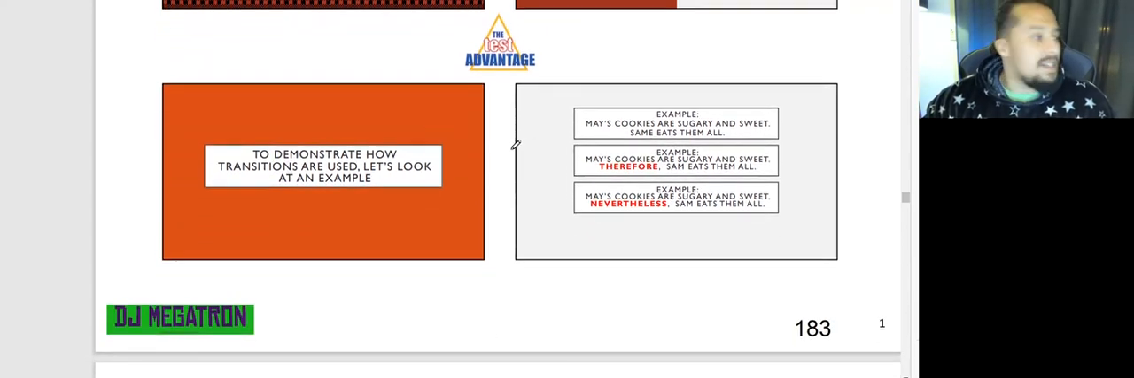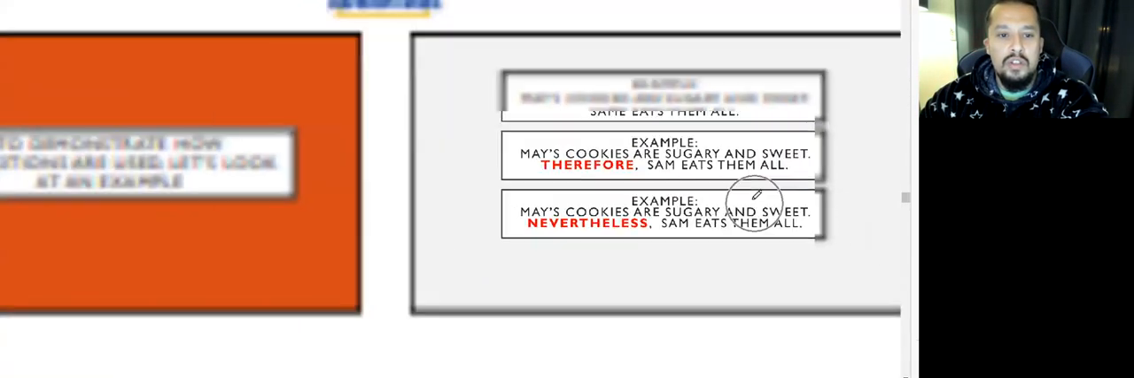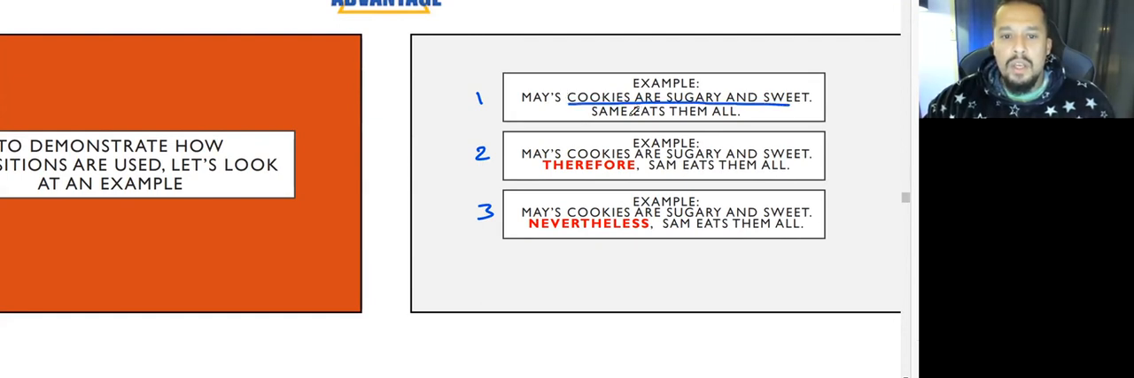So let's look at an example right here. Let me zoom in a little bit. Oops, it's a bit too much. Right, so here, for example, I want you to look at example 1, example 2, and example number 3. May's cookies are sugary and sweet. Sam eats them all. May's cookies are sugary and sweet. Therefore, Sam eats them all. May's cookies are sugary and sweet. Nevertheless, Sam eats them all.